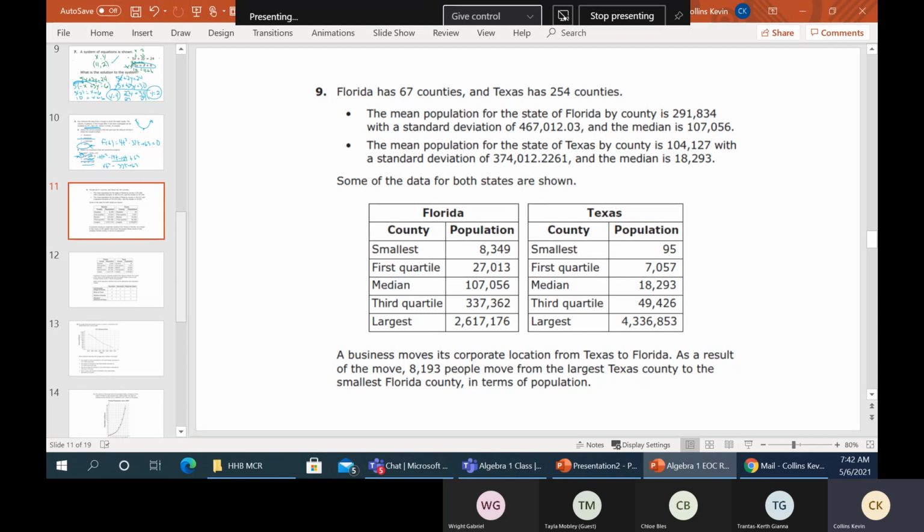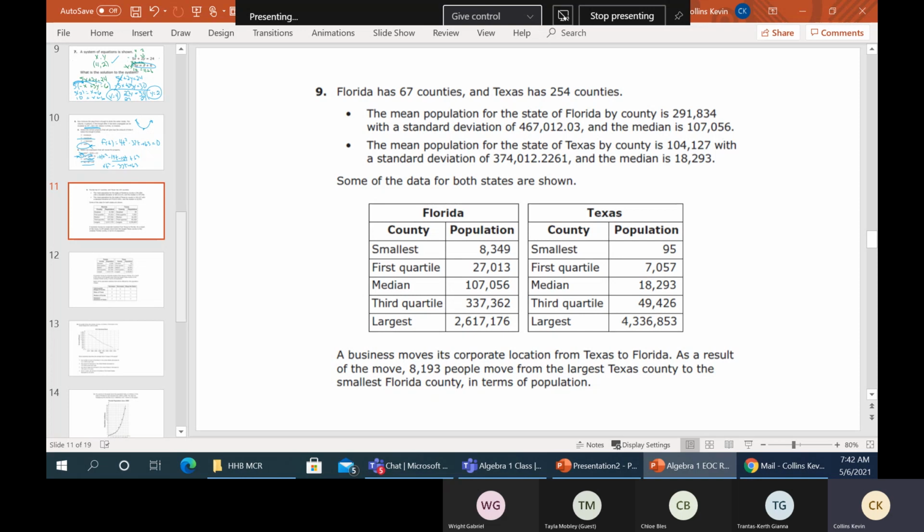And here in Florida, our largest is about 2.6 million. Now I don't know how recent this data is, but I know that Tampa alone is about 2.5 million. So I don't know if Hillsborough County is the biggest population here, or maybe it's down by Miami. I don't know if you guys have any idea on that one either. So it says a business moves its corporate location from Texas to Florida. Of course, everybody's moving to Florida.